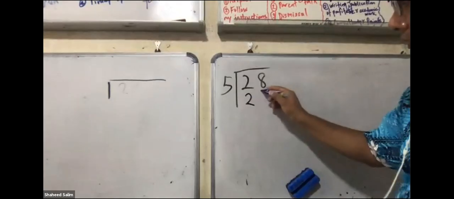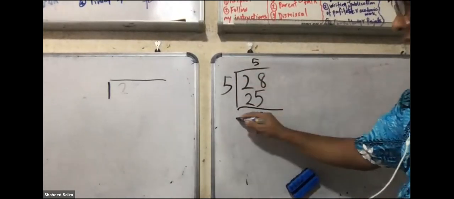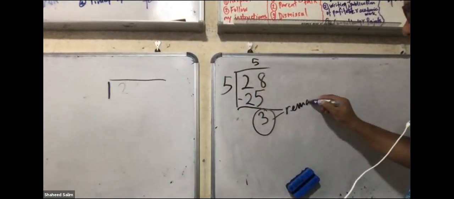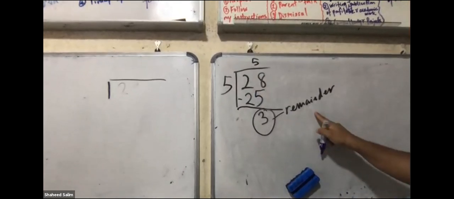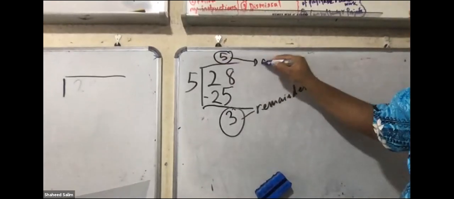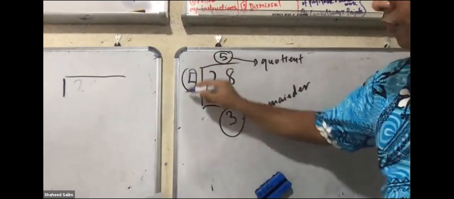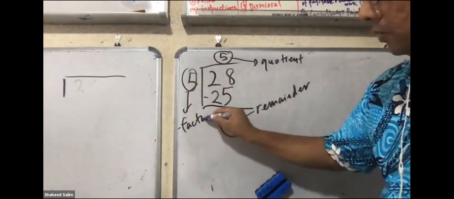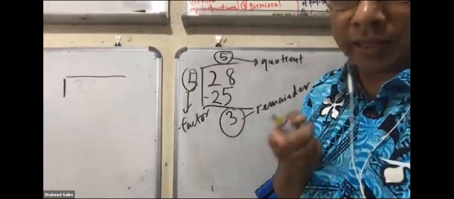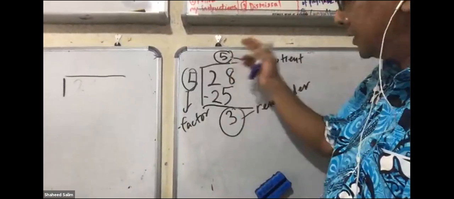25. So this one, write 5, right? Because 5 times 5 is 25. Then you minus, you get 3. So down here, this is called the remainder. This one, you may want to write down this remainder. This is called the quotient. You can call this one the factor or divisor. But now, they're not giving you a number, they're giving you algebra. So this is a quotient, the answer, in other words.